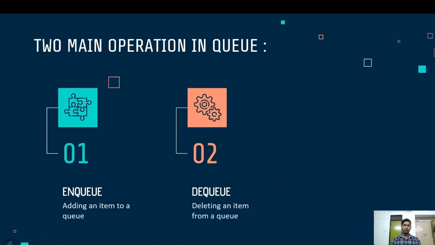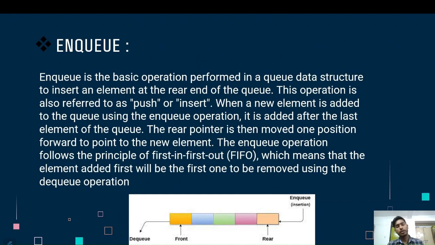So now let's talk about the two main operations in a queue. The first one is enqueue and the second one is dequeue. Enqueue is adding an item to a queue, and dequeue is deleting an item from a queue. Now coming to enqueue, what exactly is it? When a new element is added to a queue using an enqueue operation, it is added after the last element of the queue.